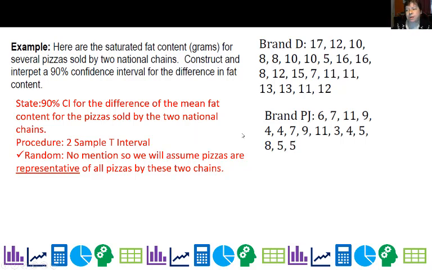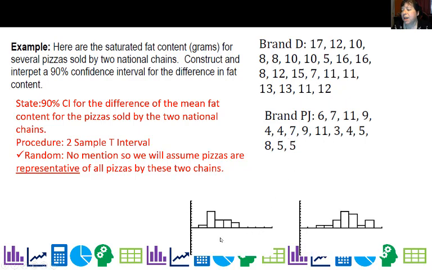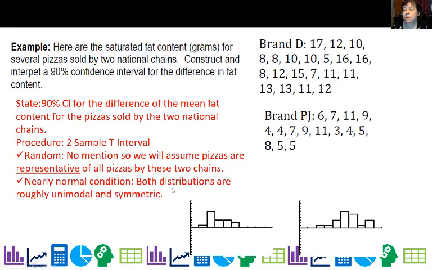We don't know if it's random. And I'm going to check the large normal. This is not really more than 30, so I need to check the histograms. And sure, both distributions are roughly unimodal and symmetric. Remember, we're just trying to avoid strong skew and outliers.